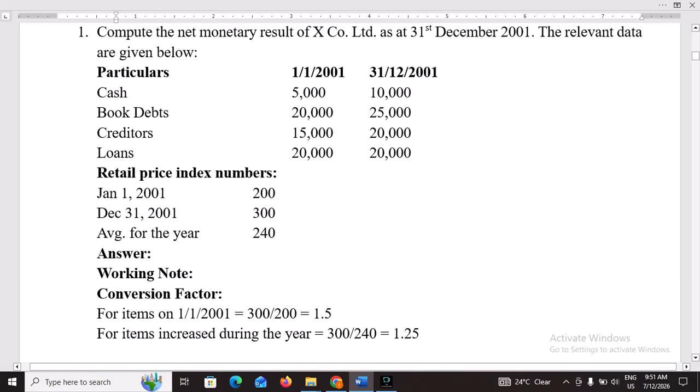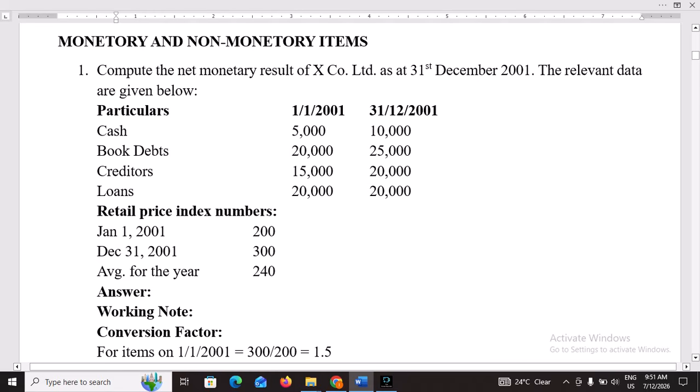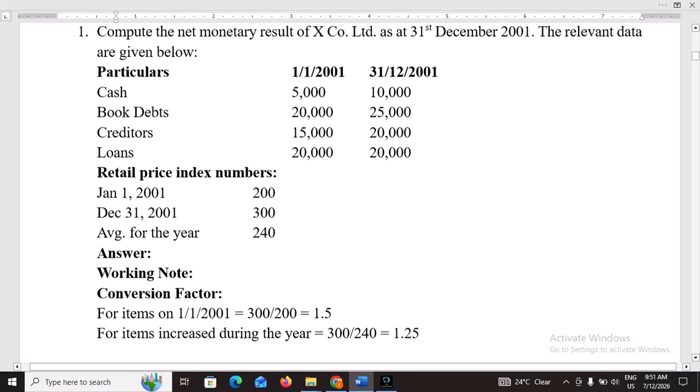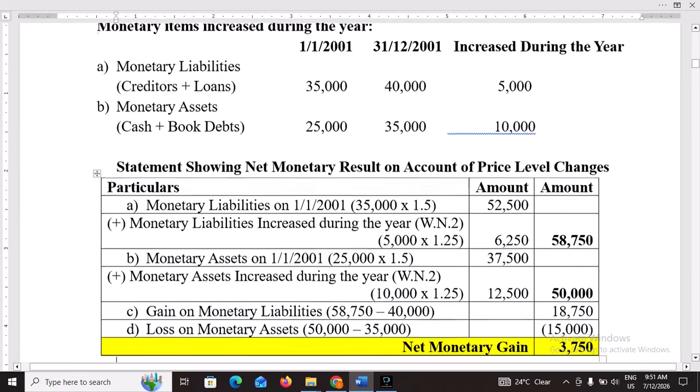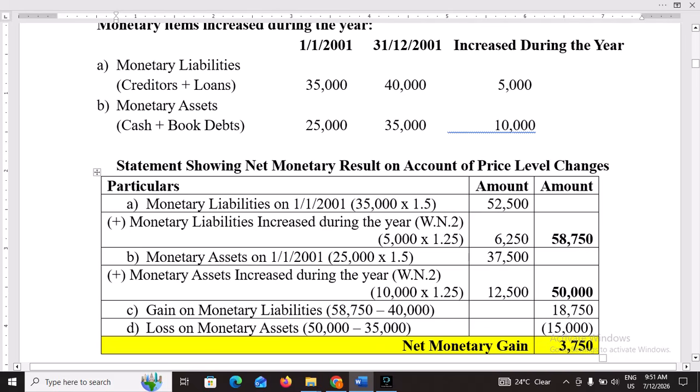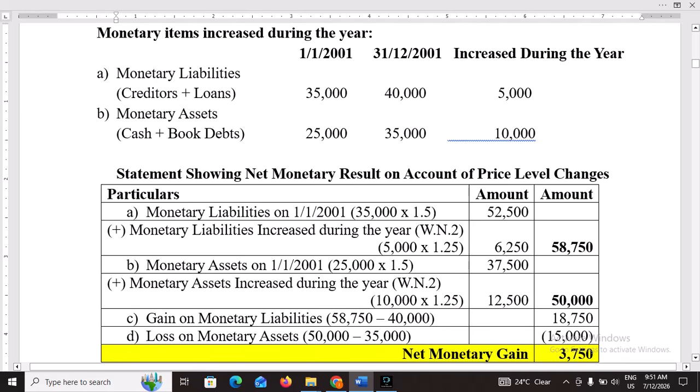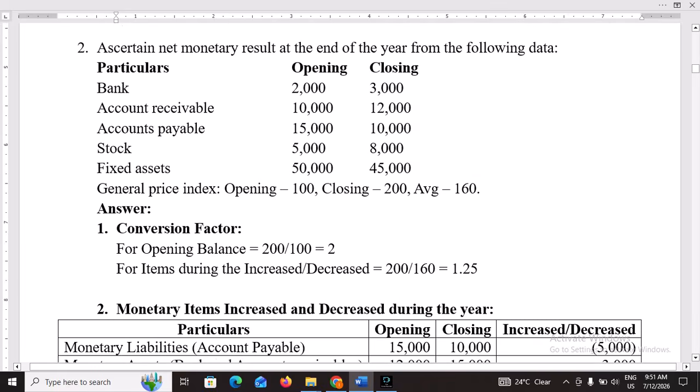This is the question, and based on this, this is the solution. Hope you guys understood. Done. Next, question number 2.